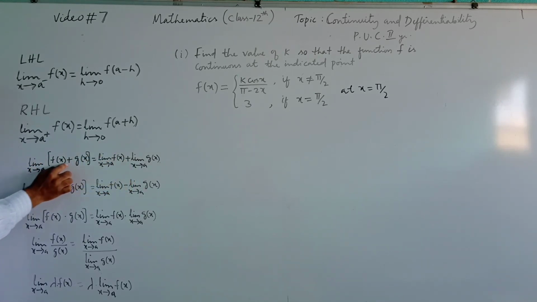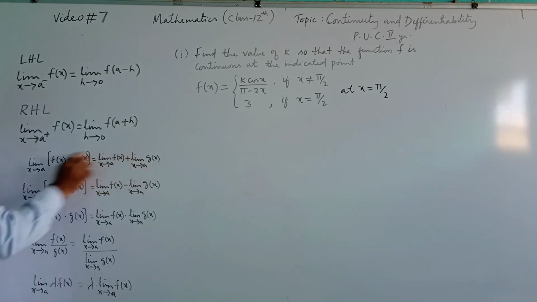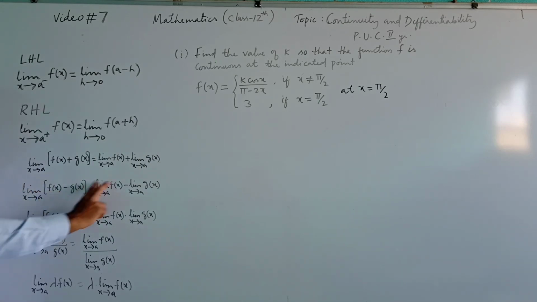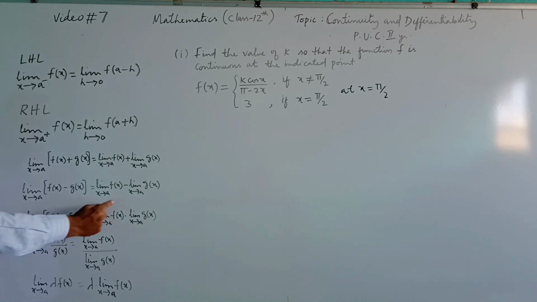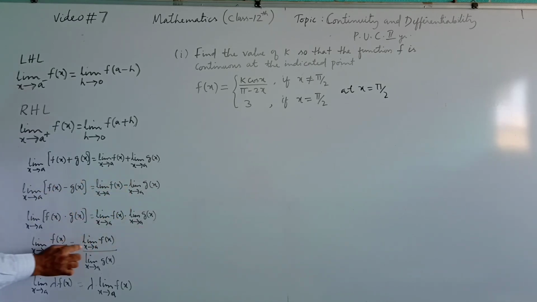See, limit x tends to a, f of x plus g of x is equal to limit x tends to a, f of x plus limit x tends to a of g of x. In the same way, there is also the same formula for difference of two functions, product of two functions, quotient of two functions. You can separately apply the limit to both functions. When a single limit is applied to two different functions, difference or product or quotient, then the same limit can be applied to both the functions with the same sign, difference or product or quotient.